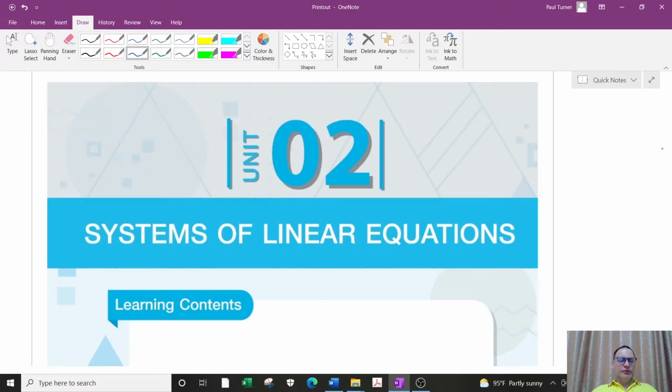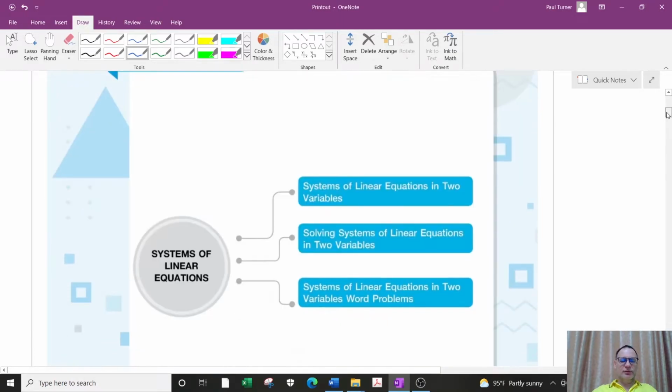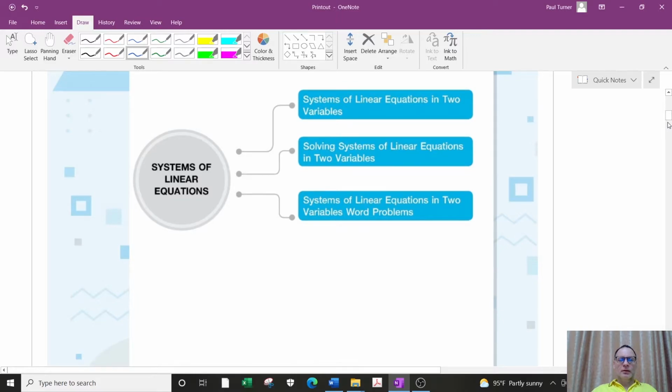This is unit number 2. It's on systems of linear equations. And I think to start, we'll do some definitions. You see here mentioned the first part of the unit, systems of linear equations in two variables.